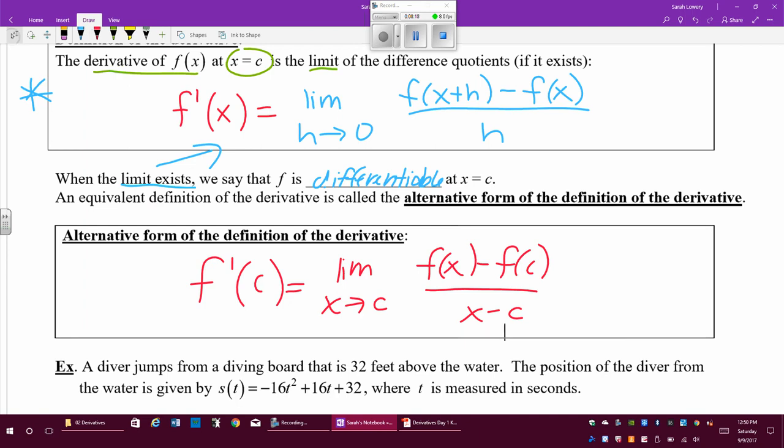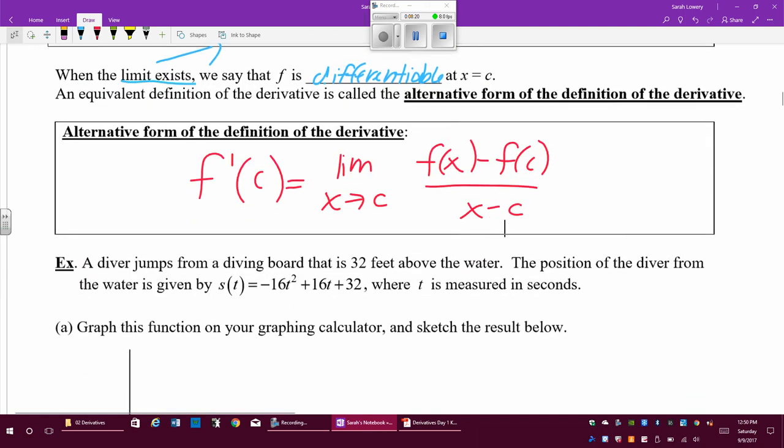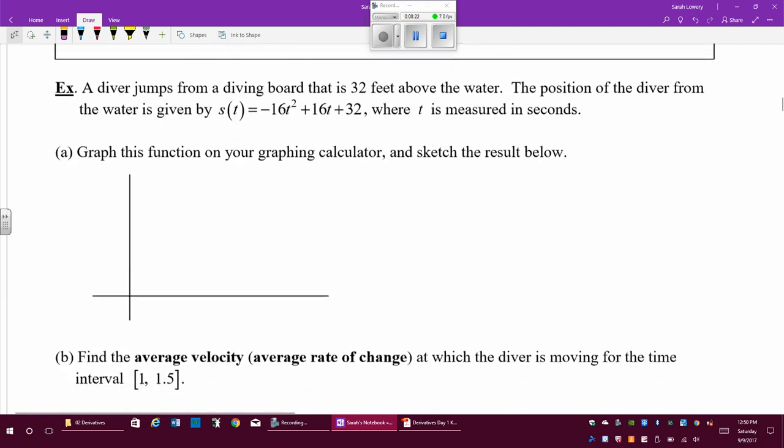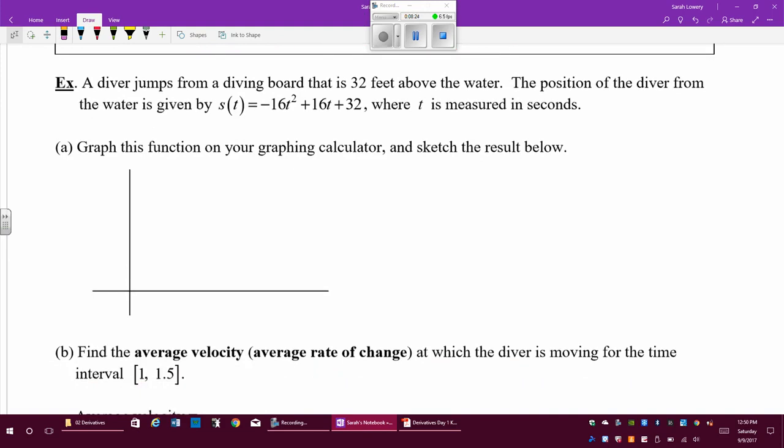So what I want to do is do a really quick example with you and call it a day. So pretend a diver is jumping from a diving board that is 32 feet above the water. The position of that diver is modeled by this function. So I have a nice quadratic function. Now I can look at that and tell that my quadratic opens down. I can also tell that my y-intercept is 32.